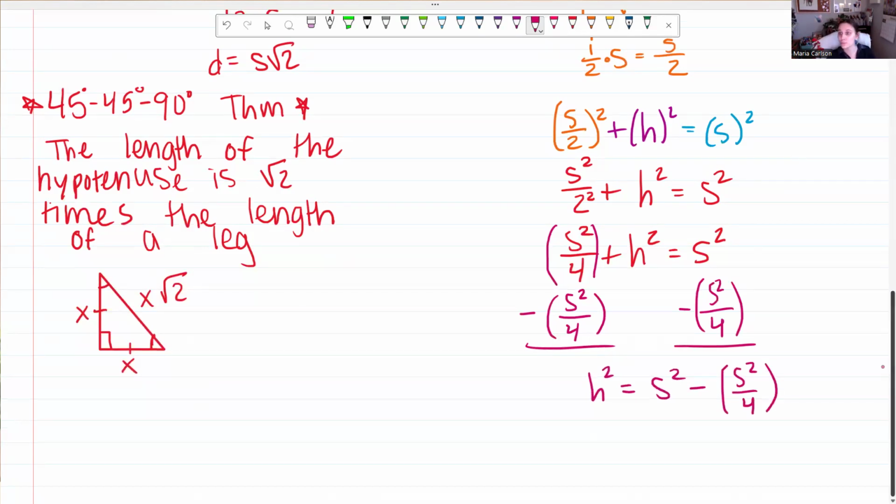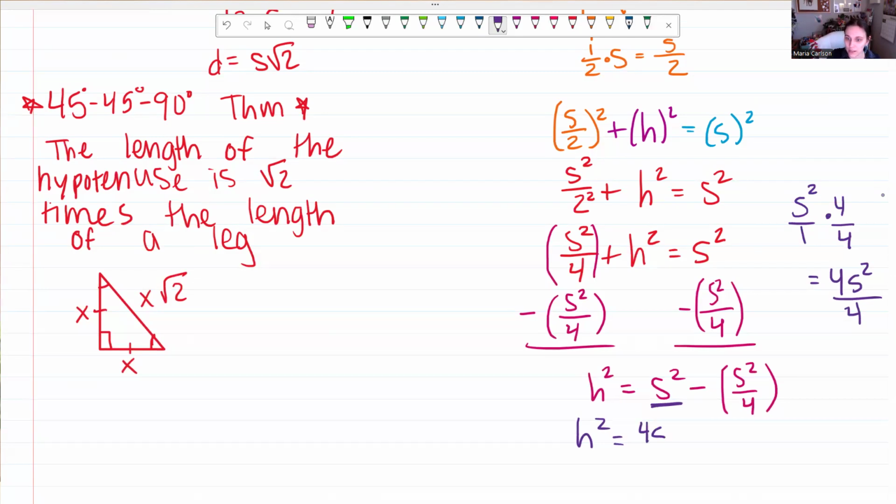And if I want to subtract these two, I'm going to need common denominators, which I could find. I could rewrite these to both be over 4. So let's think about s squared off to the side. That's like s squared over 1. So if I multiply it by 4 over 4, well, s squared times 4 is 4s squared over 1 times 4 gives me 4. So I now know that h squared is equal to s squared, we just said, is 4s squared over 4. And we are subtracting from that s squared over 4.